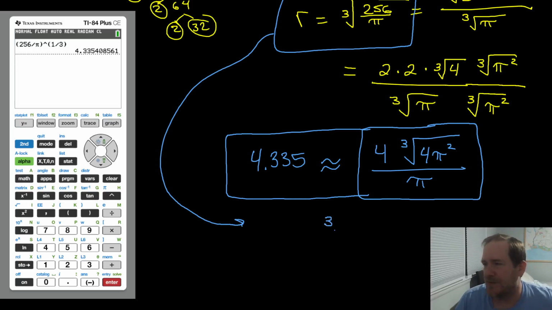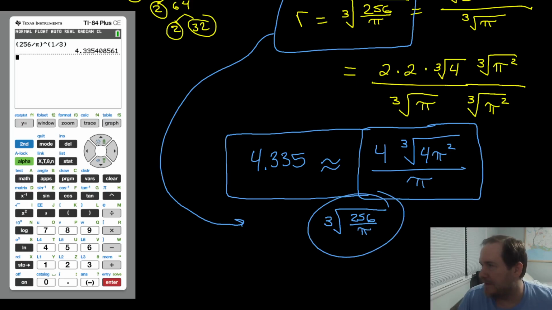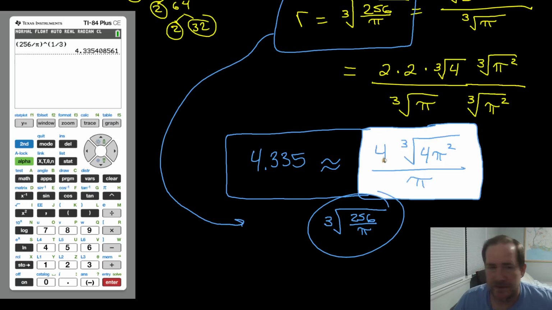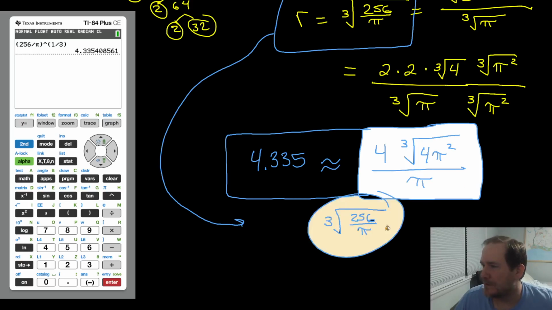So if you guys gave me the cube root of 256 over pi, I don't think I'd throw a hissy fit. I think I would be okay with it. But it would really be lovely if, when you graduated high school, you knew how to simplify cube roots and you knew how to rationalize denominators. And if you do all that, then technically your answer should be this one, that one there. And technically this one is not so good.